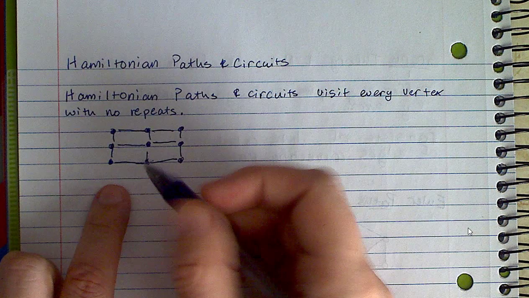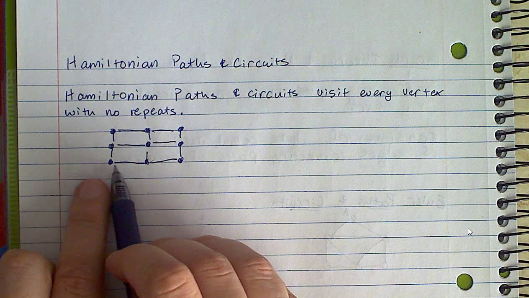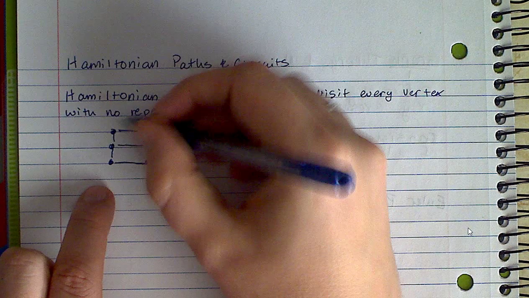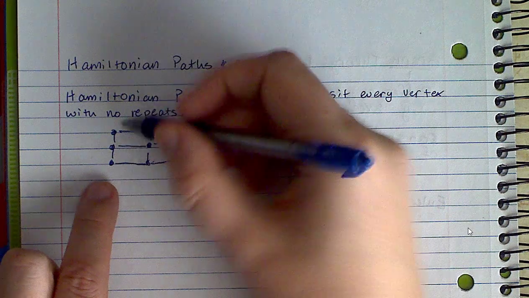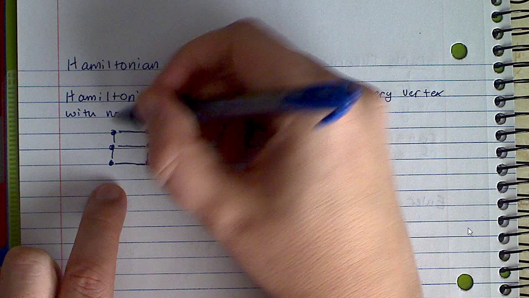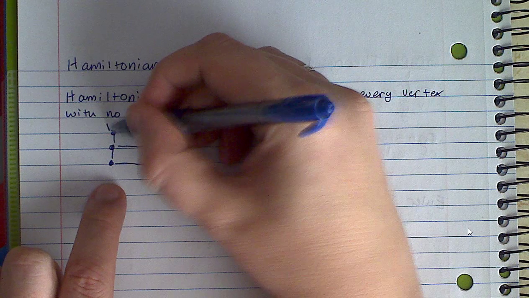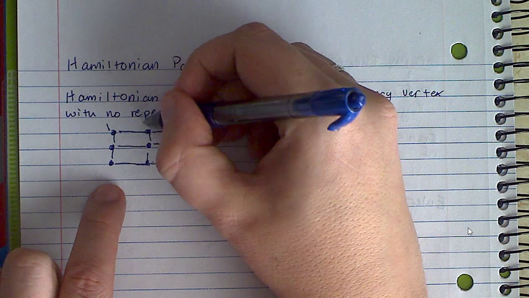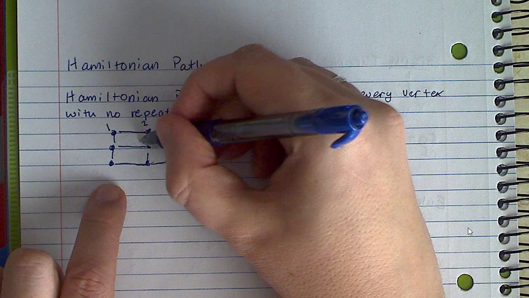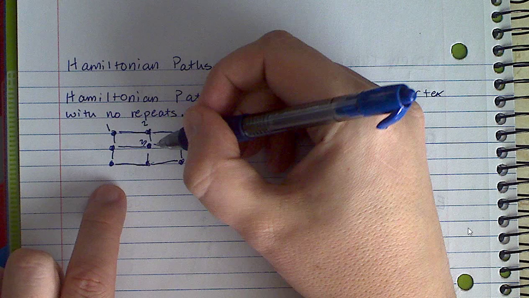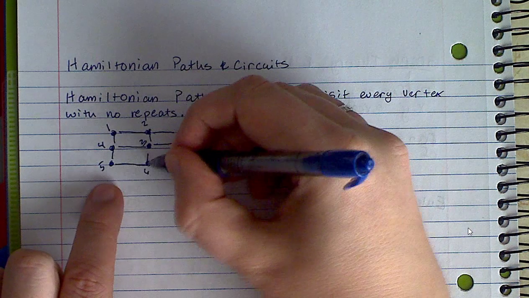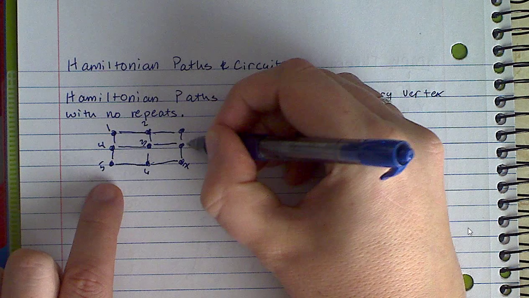Because all we're focused on is visiting the vertices, we're not focused on how many times we visit the edges. So if I wanted to find a Hamiltonian path, I'm just focused on whether or not I visited each vertex. I don't care about the edges. I'll start at this vertex here. I'll go over this path to visit this vertex, and then I could go down here to this one. I could go 4, 5, 6, 7, 8, and 9.